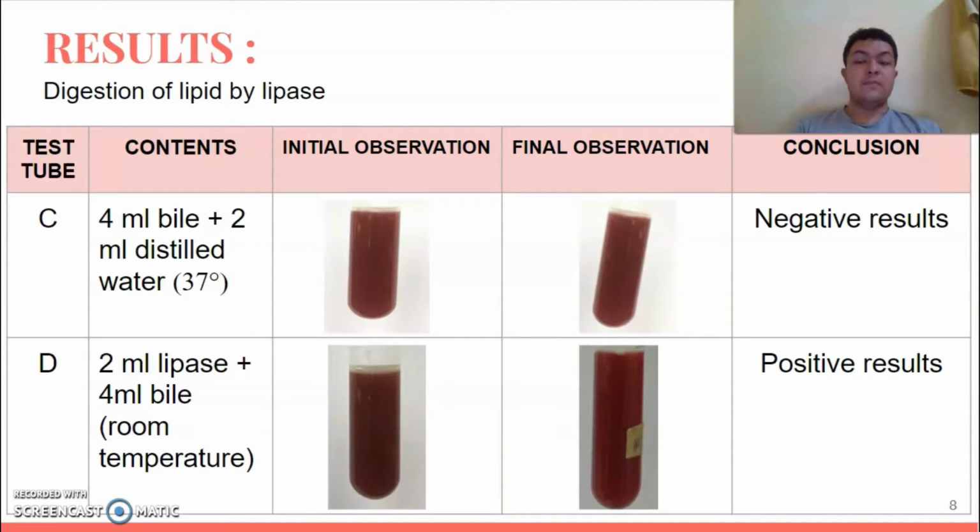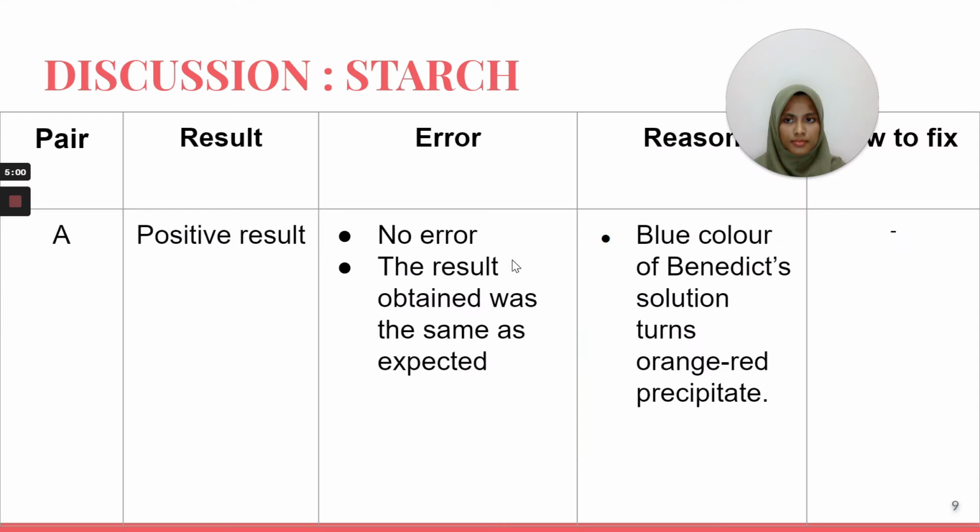While D has 2 ml of lipase and 4 ml of bile put inside at room temperature, it is shown that the initial observation has a more rich color than the final observation. This shows that the digestion occurs, thus a positive result has been obtained.